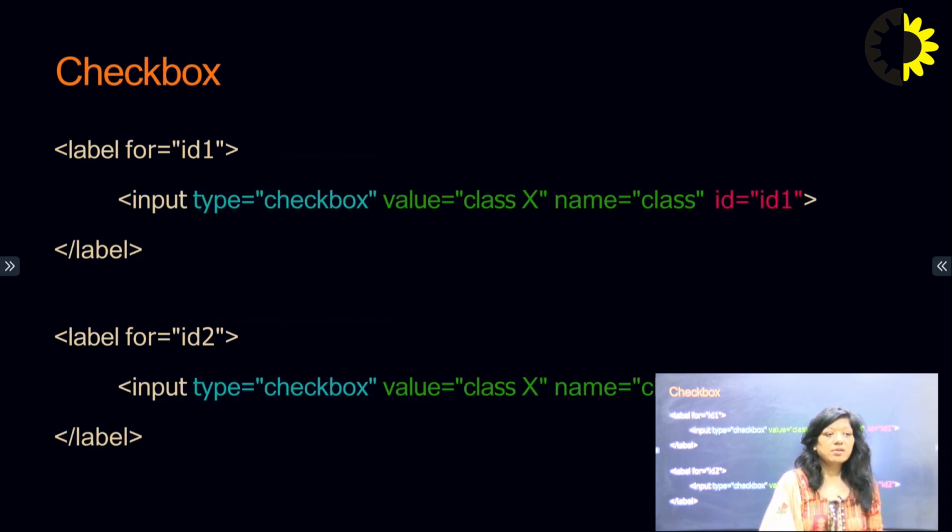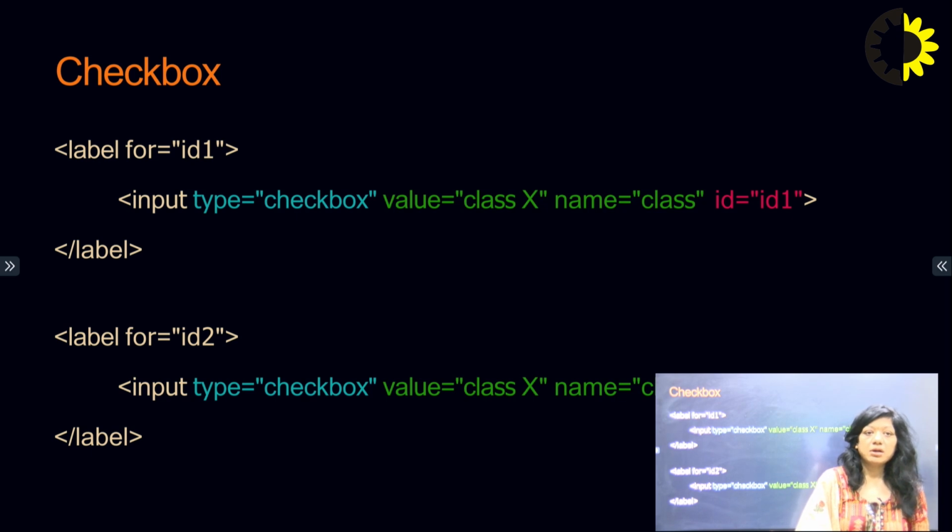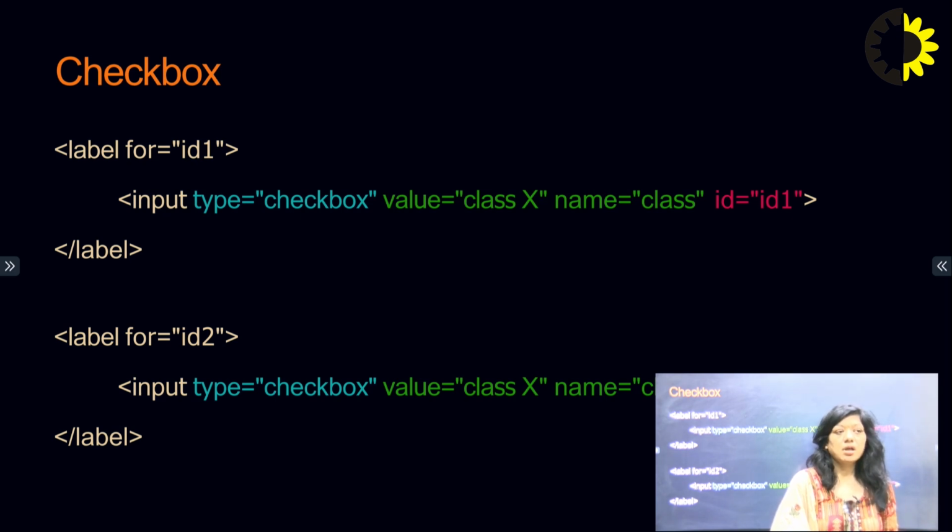Yes, checkbox. What is the use of checkbox? If we have multiple check options, we want to tick on multiple options, that time we use checkbox. Now I want to create checkboxes for both of my labels, ID1 and ID2. So what will be the syntax of this one? For input type, we will write checkbox. Earlier I created a radio button, but here I will use checkbox.